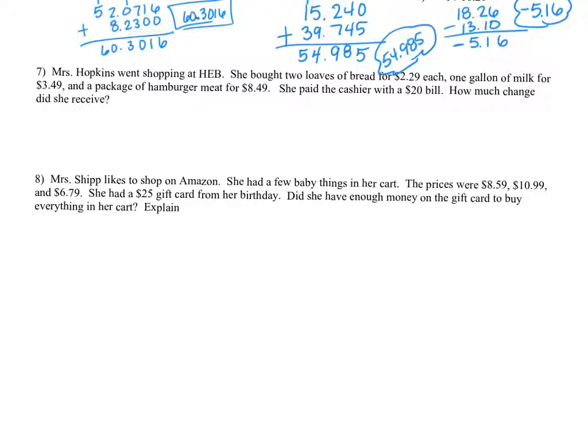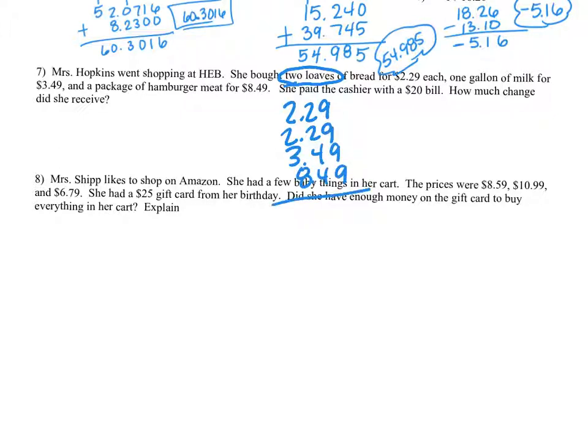And how am I going to do that, Nicole? Add up all your money or add up all the stuff that you bought. Perfect. So I'm going to add up all. But here's the kicker. I need to pay attention to my wording. So I said 2 loaves of bread, right? Then what else? A gallon of milk, which was what? $3.49, and then some hamburger meat, which is $8.49.